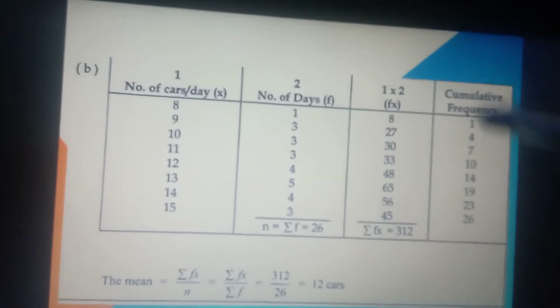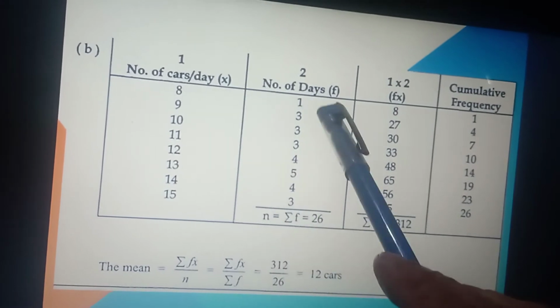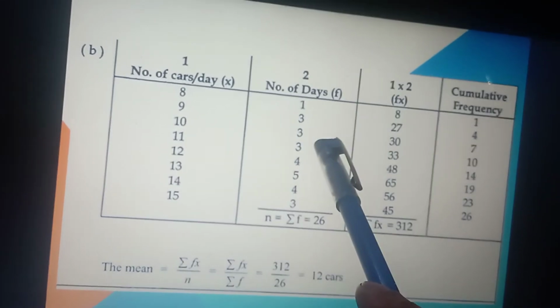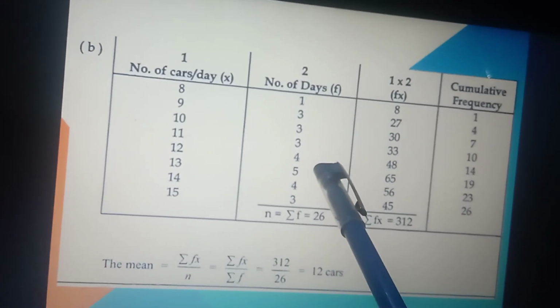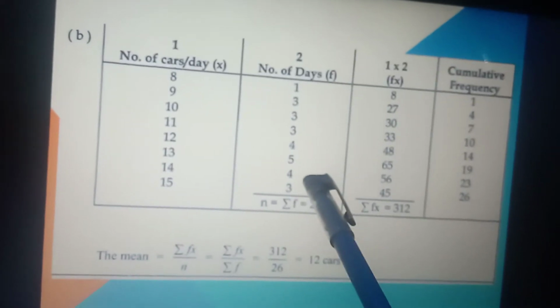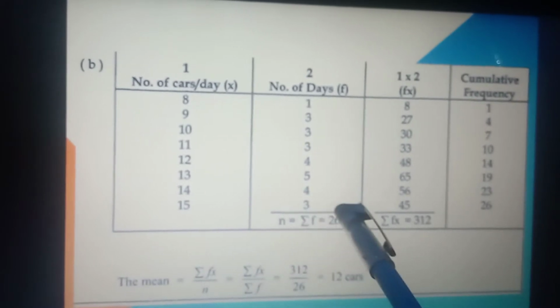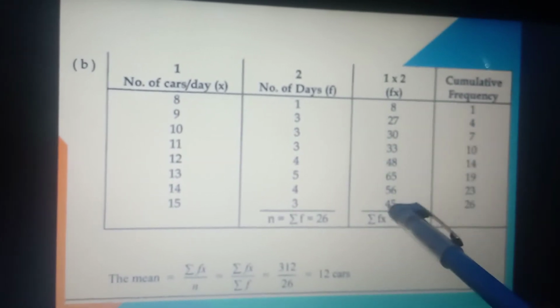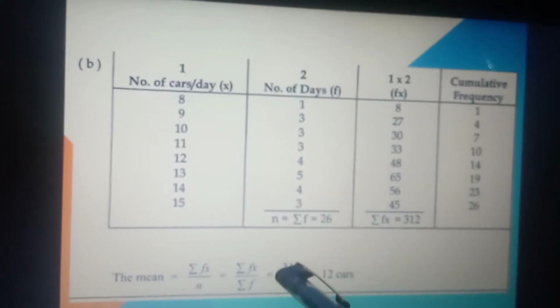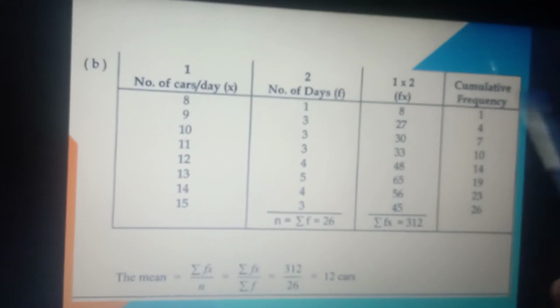Now you can see on the screen the data given related with the cars and the number of days. The number of cars is 8, number of days is 1; 9 cars, 3 days; 10 cars, 3 days; 11 cars, 3 days; 12 cars, 4 days; 13 cars, 5 days; 14 cars, 4 days; 15 cars, 3 days. In this type of question you are asked to find the average, and also decide the median and highlight the mode.